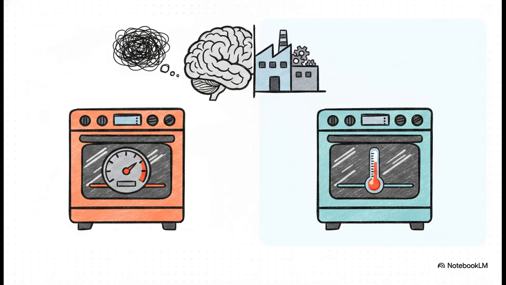Have you ever caught yourself saying something completely absurd by accident? Like you're in the kitchen and you tell someone to put the oven on a low speed instead of a low temperature. We usually just laugh off these everyday slips of the tongue, right? But for cognitive scientists, these relatable little mistakes are absolute gold.